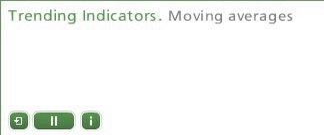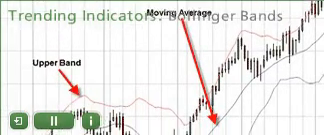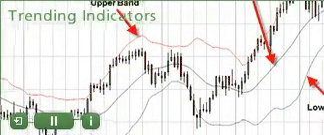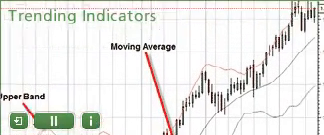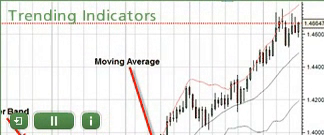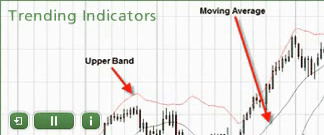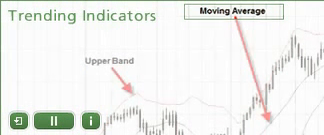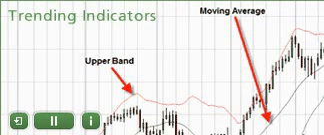The next trending indicator is Bollinger Bands. Bollinger Bands can show you not only what direction a currency pair is going, but also how volatile the price movement of the currency pair is. Bollinger Bands consist of two bands, an upper band and a lower band, and a moving average, and are generally plotted on top of the price movement of the chart. Bollinger Bands are typically based on a 20-period moving average. This moving average runs through the middle of the two bands.